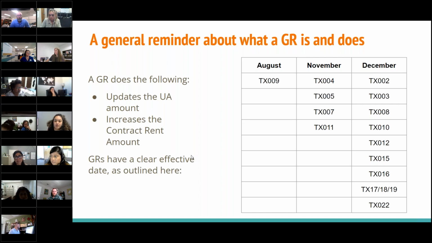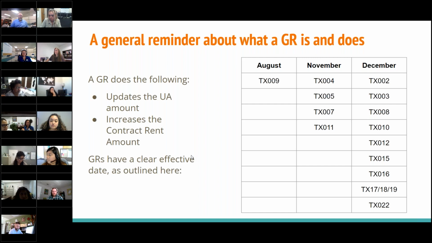Each property has a HAP contract, which is our contract with HUD to do what we do, and HUD's contract to pay us money to make up the difference. The anniversary of that HAP contract is when the gross rent change happens. So we have one property that's in August, 4 in November, and then the majority are in December.